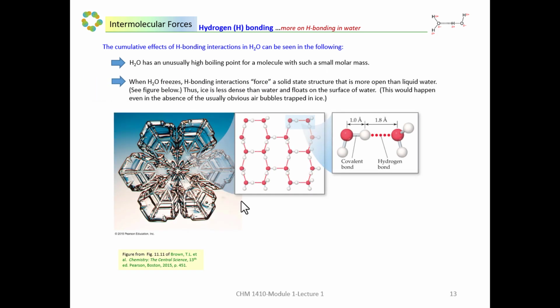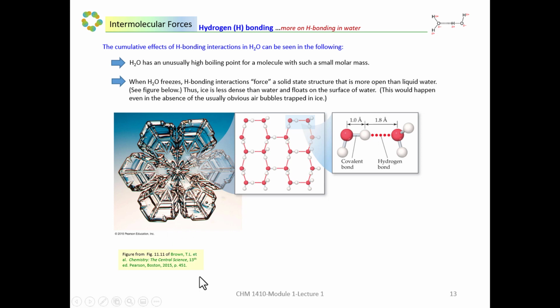The other is that when water freezes, the hydrogen bonding interactions literally force the solid state structure to be more open or less dense than liquid water. So ice turns out to be less dense than water, and ice floats on water. Now this would happen even in the absence of the usually obvious air bubbles trapped in ice.